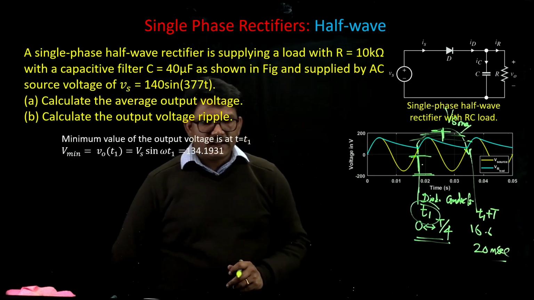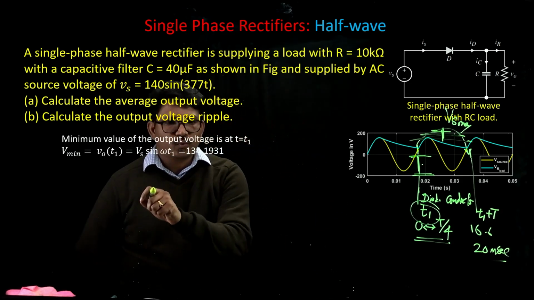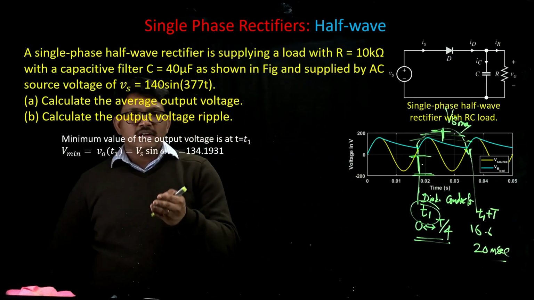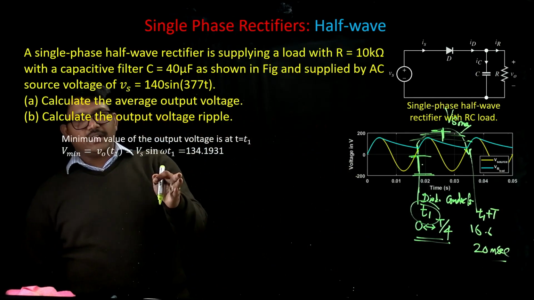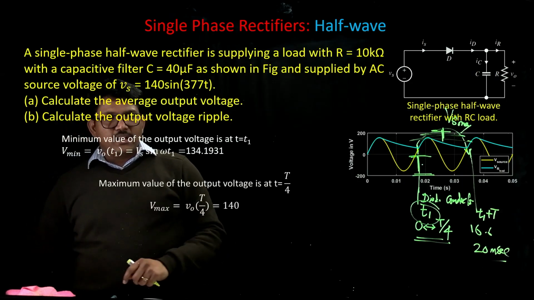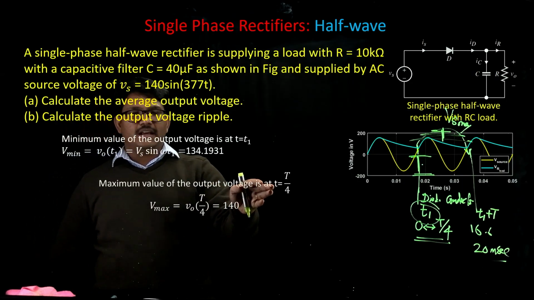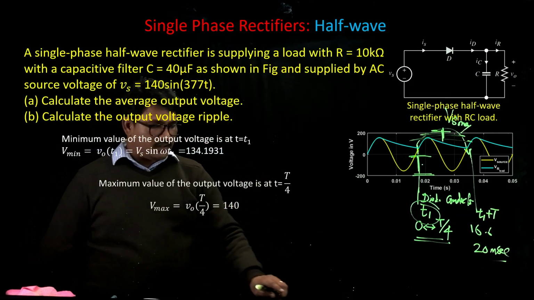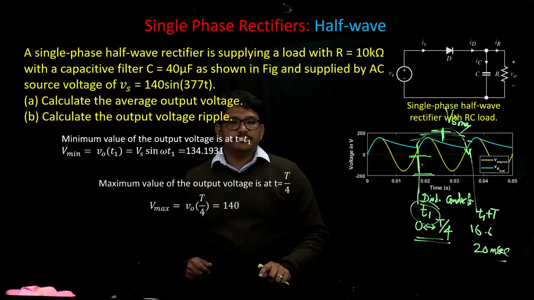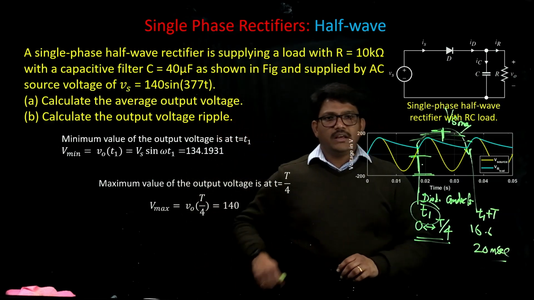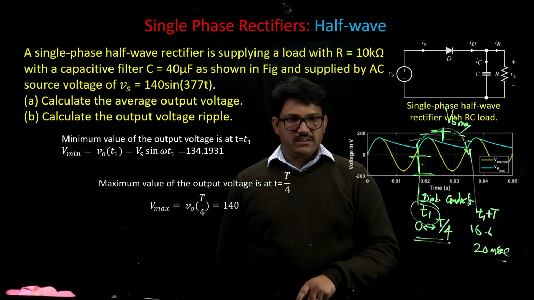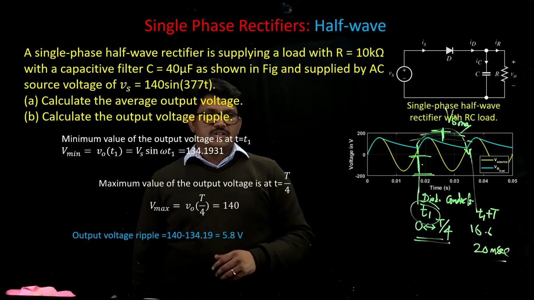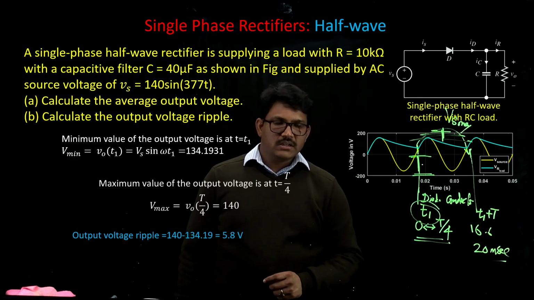So now if you consider that the minimum value of the output voltage is happening at t equal to T1, and you can calculate it as the source voltage itself at t equal to T1, then the maximum value of that voltage is happening at t equal to T by 4, and that is the same as the source voltage maximum. Then the difference between these min and max values will give us the ripple in the voltage. So that is delta V, which is max minus minimum, and it turns out to be 5.8 volts in this particular case.